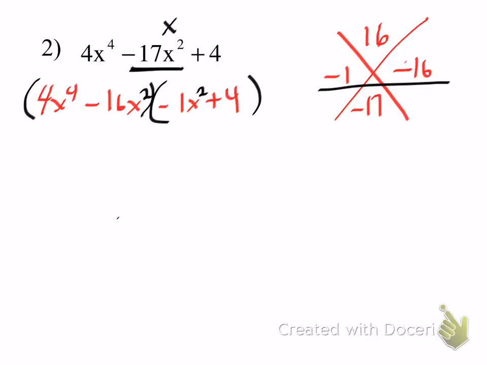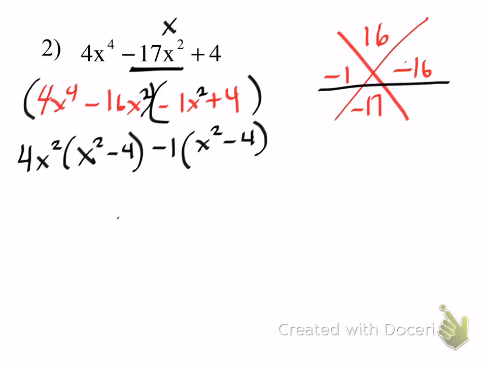And what can we pull out of the first one? Nicole? 4x. I can pull out a 4x squared, and I'm left with x squared minus 4. What can I pull out of the next one? Ian? Negative 1, and I'm left with x squared minus 4. All together now, I'm left with 4x squared minus 1 and x squared minus 4.